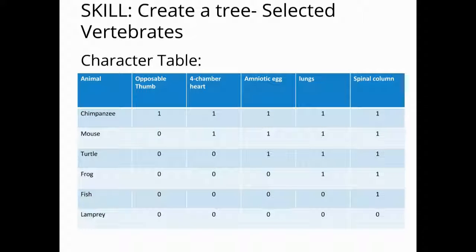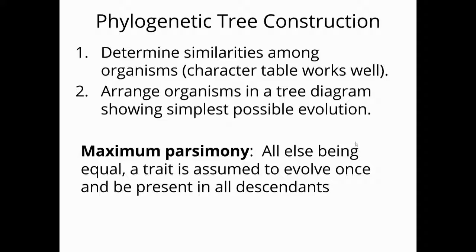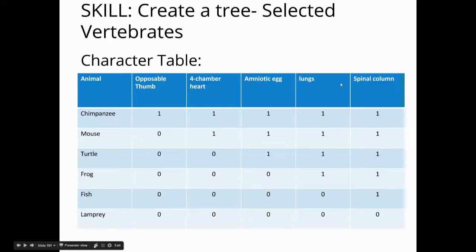So using this character table, and because on the previous slide, I don't know if I said it, but character tables work well for similarities. So using this character table that shows various vertebrates, animals, along with characteristics, the 0 means it's not present. The 1 means it is present.